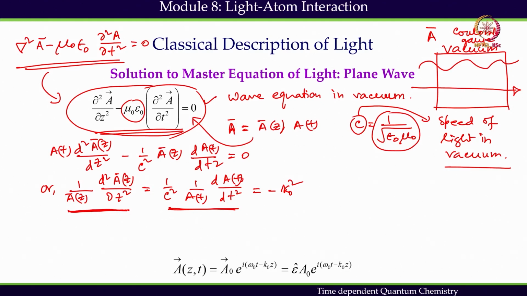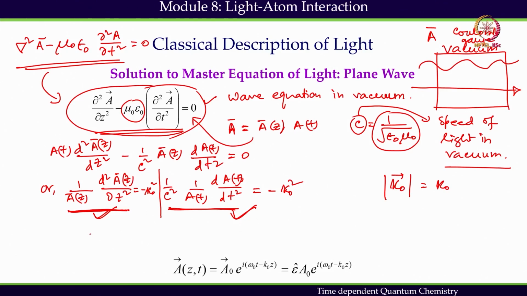Later we'll find out that k naught is actually representing the wave vector. We call it the magnitude of the wave vector. So if we do that, then finally we get two equations. One equation is that this equals minus k naught square, and this equals also minus k naught square. There are two equations we get, one z dependent, another t dependent.